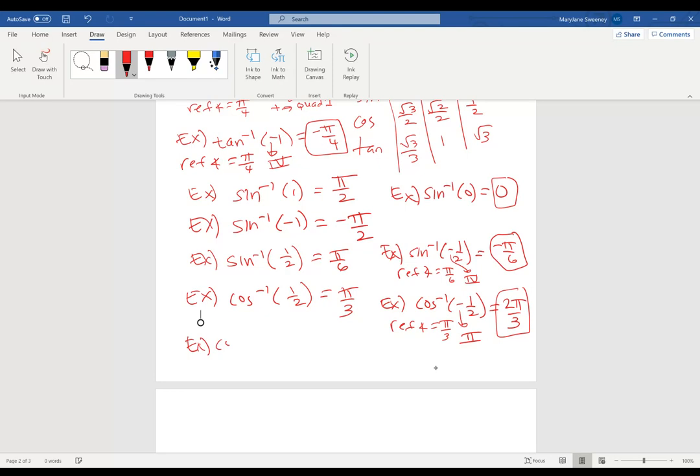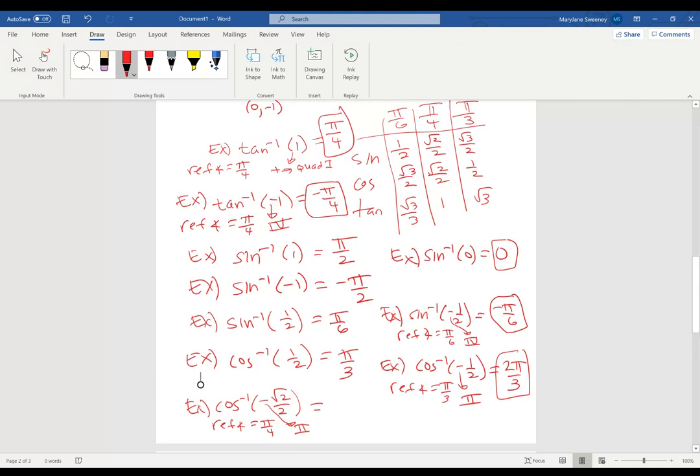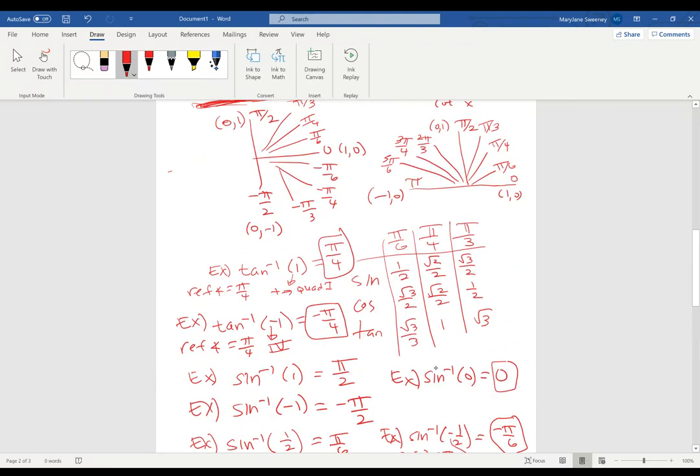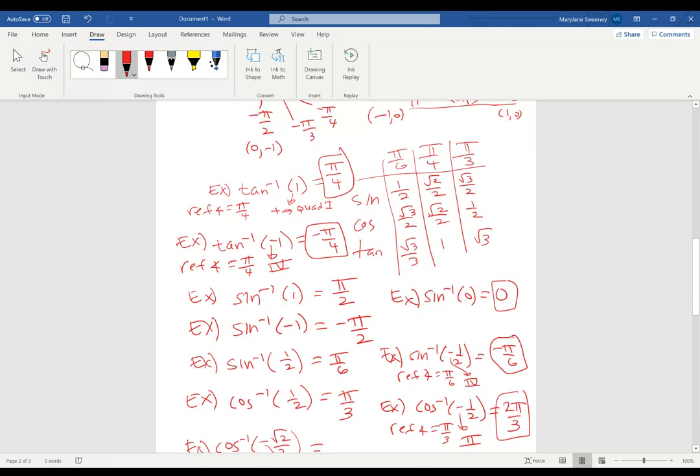If I want inverse cos of negative radical 2 over 2, where is cos radical 2 over 2? The reference angle is going to be pi over 4. However, since this is negative, that means we're in quadrant 2. So I give the pi over 4 reference angle in quadrant 2. If you go back, the pi over 4 reference angle in quadrant 2 is 3 pi over 4.